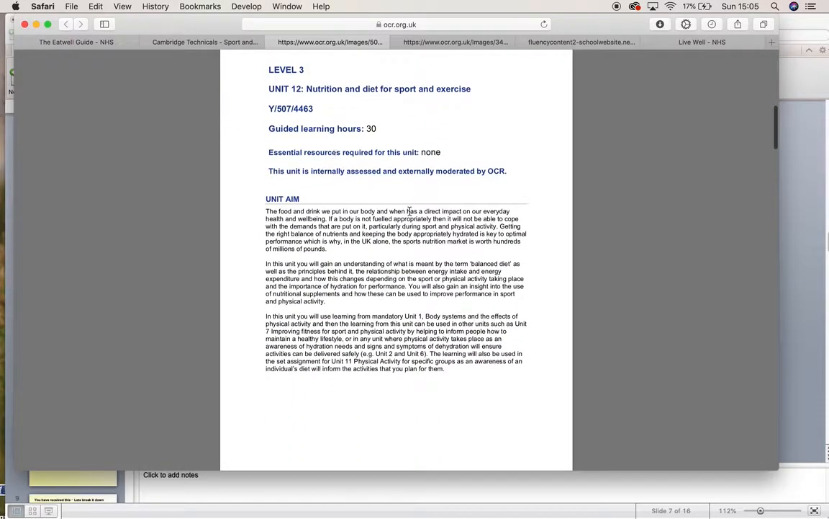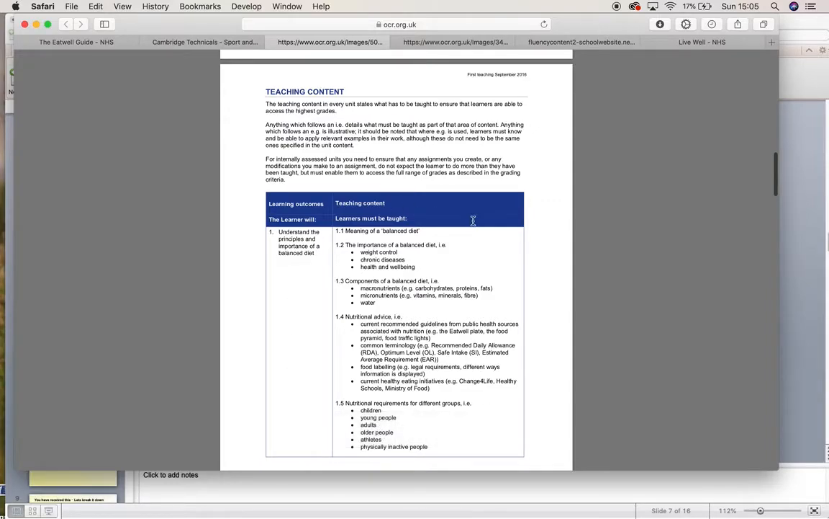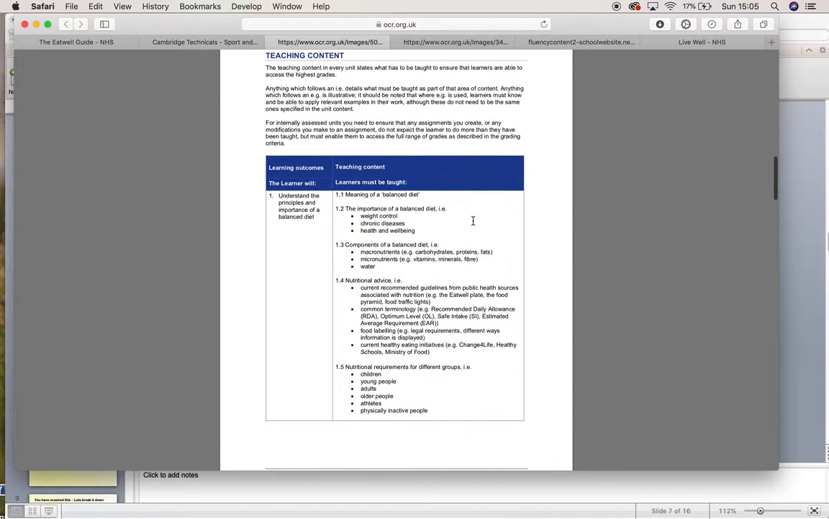It tells you your unit aim, and the things that, for unit 1, we need to be learning in order to fully address learning objective 1. So it says nutritional requirements for different groups. There they are: children, young people, adults, older people, athletes, physically inactive people. So you need to be telling me about those people. Not all of them. You can just pick 2 or 3.